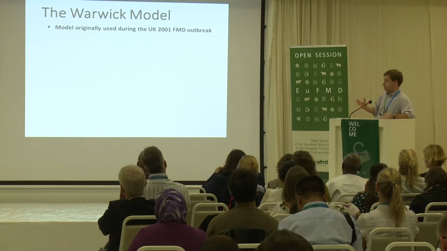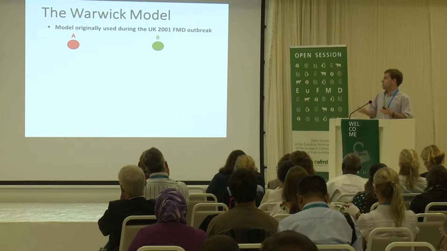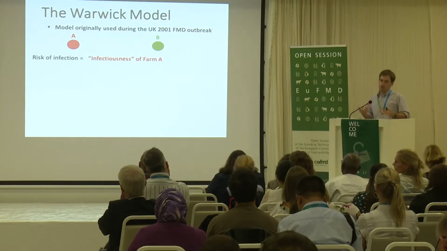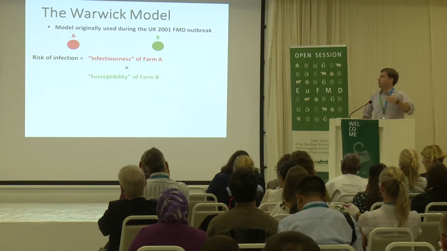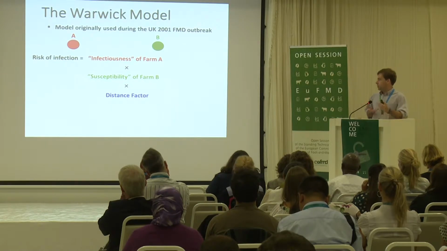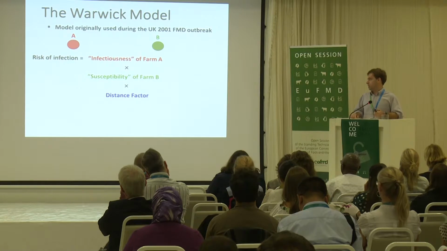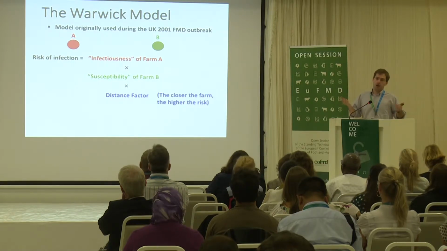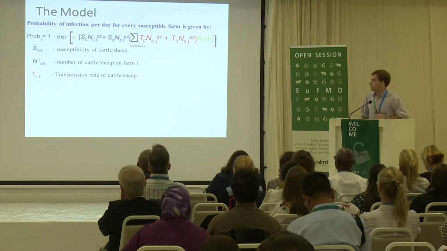And broadly, just to talk about this pictorially, if we have an infectious and a susceptible farm, we consider the risk of infection in terms of how infectious your infectious farm is, how susceptible your susceptible farm is, and then some kind of risk factor, which for an epidemic setting, distance is one of the main risk factors for transmission. So broadly, the closer the farm is, the higher the risk. It's common sense. I'm not going to talk about this at all.